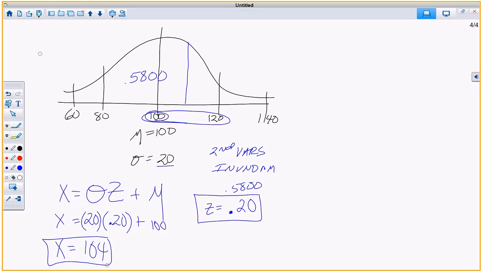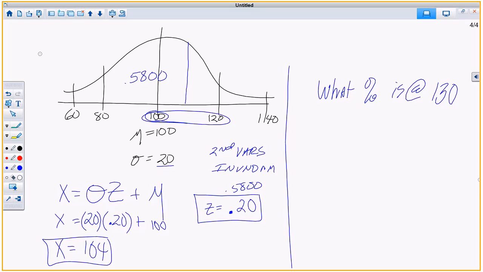Capiche? Okay, now what else can they give you? This is the other part. They can say this: what percent is at 130? Test score of 130. Well, what do you have to do? The first thing you have to do is change 130 into a z-score. So z-score is equal to x minus what? X bar over standard deviation. Y'all know that from Unit 1. So 130 minus 100 over 20.